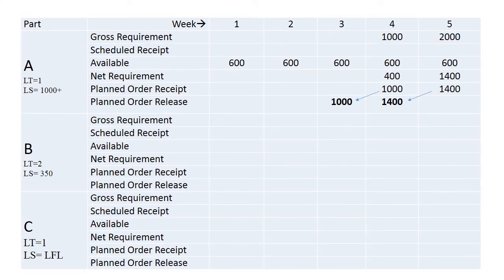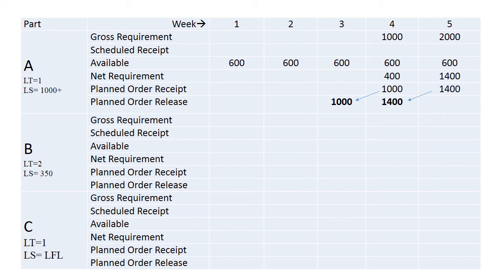And week 5, if you look at the calculation, you needed 2,000. You had 600 carried over from the past. You needed 1,400 more. And since it is more than 1,000, you can get 1,400. And for you to receive 1,400 of A in week 5, you must order 1,400 units of A in week 4.